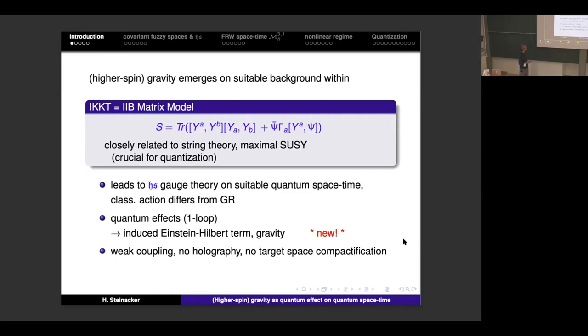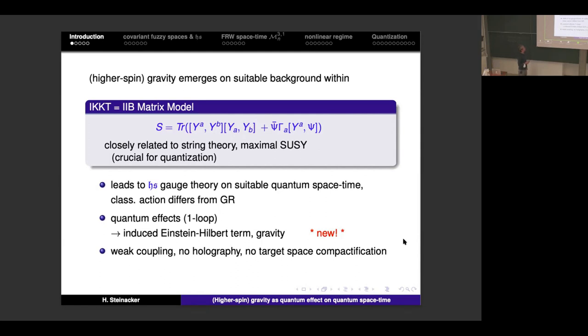is that as soon as you include quantum effects, and I will basically compute one-loop quantum effects, you really get the induced Einstein-Hilbert action, and you seem to get a gravity theory which looks very close to what it should be, namely general relativity plus some extra stuff. So this will be the main statement today.